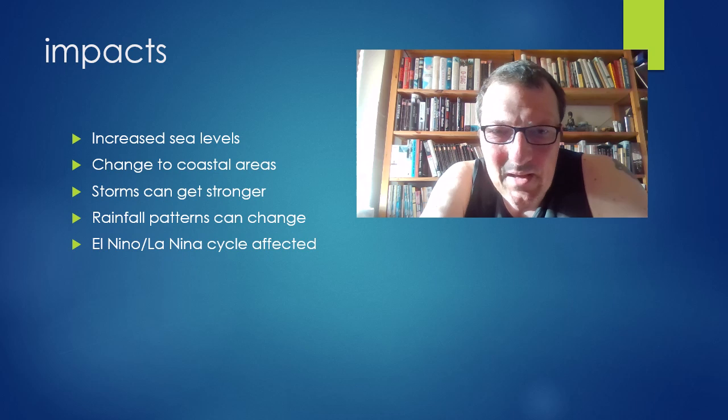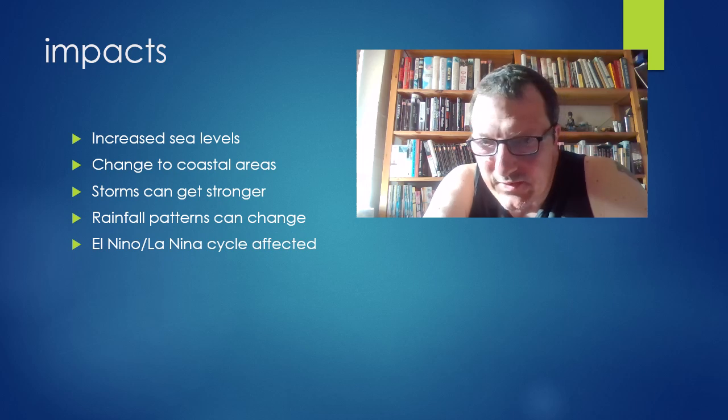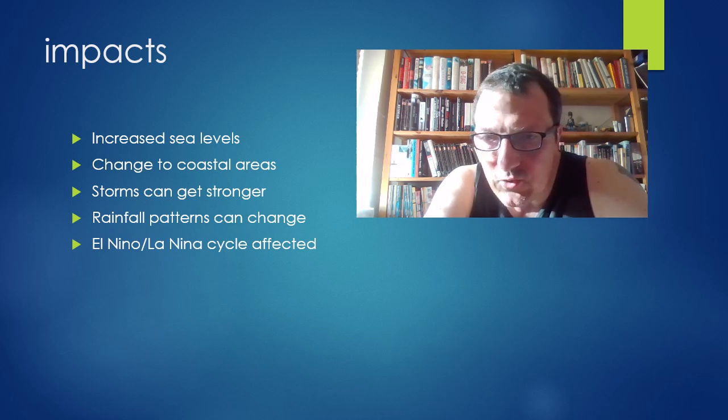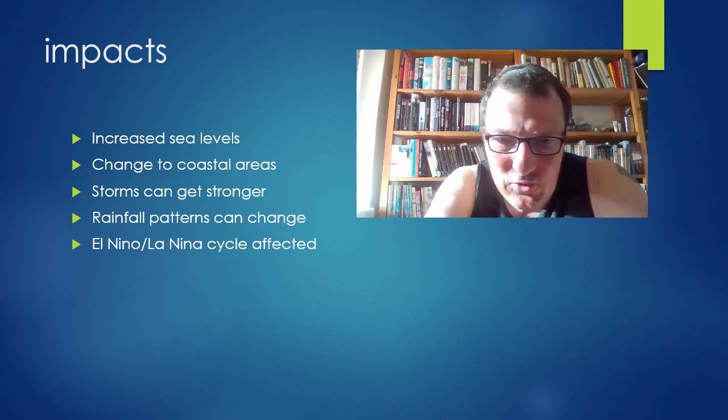There are many impacts when we have global warming. Increased sea level is one of them, and this can also lead to change in coastal areas. Storms get stronger. Tropical storms, hurricanes, cyclones, typhoons are powered by warm water. So as water gets warmer, tropical storms will get stronger and more destructive.